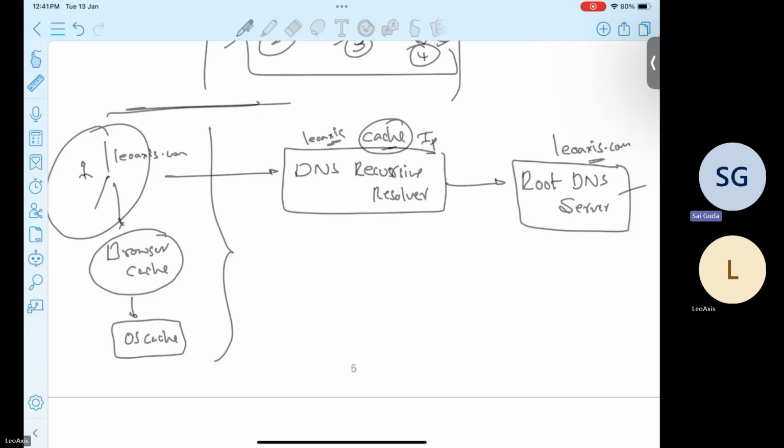Now, what the root server is doing, it is saying that I don't know where this LeoAxis.com is available, but I know who manages this .com. Right? .com stands for a top level domain. This .com, .org, .in, .net, these are known as TLDs. TLD stands for top level domains.